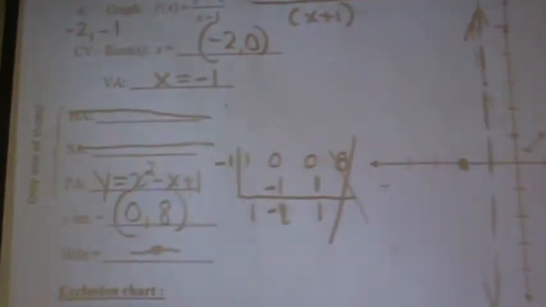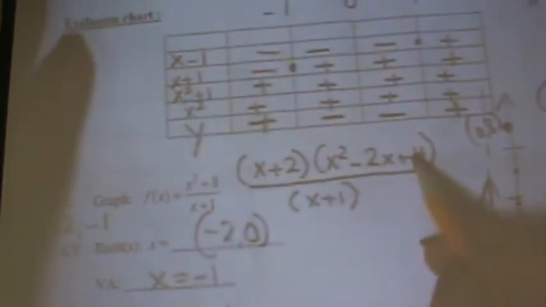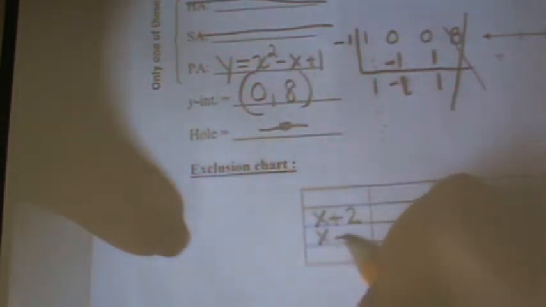No hole. Your exclusion chart, you're going to put x plus 2, x squared minus 2x plus 4, which is going to give us nothing. This is going to be all positives. So let's just put these two down, x plus 2, because the positives don't give us any indication. The only thing that changes is the number of negatives that you have. So let's just do -2 and -1. Let's make this easy for us.